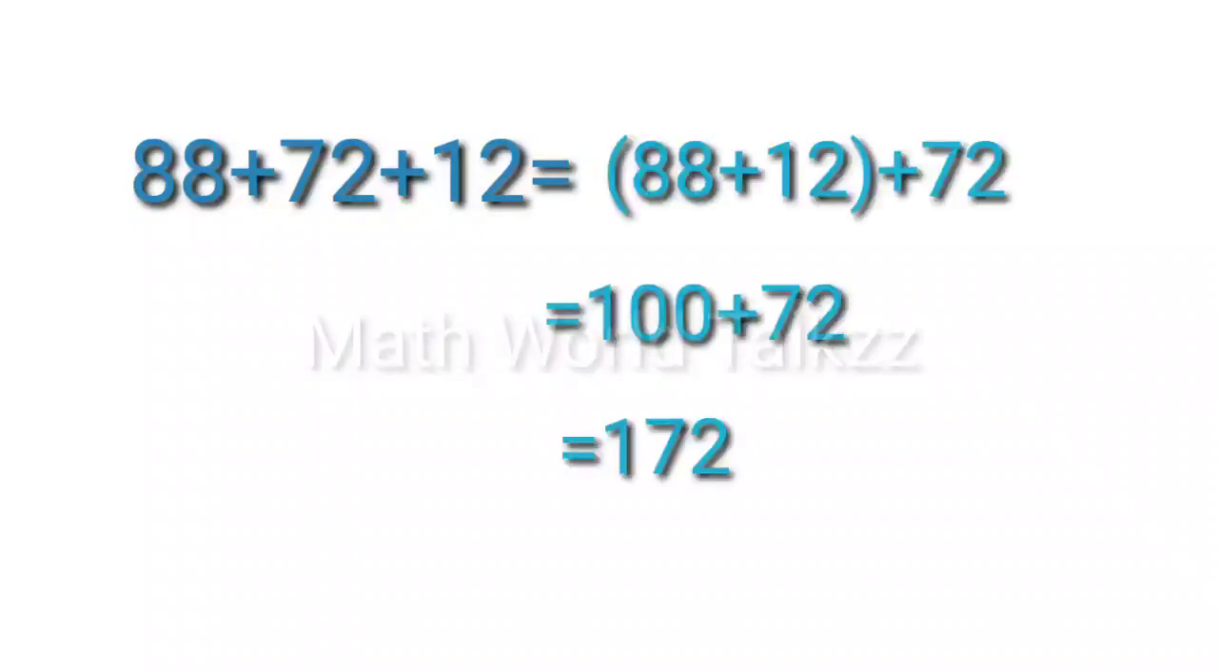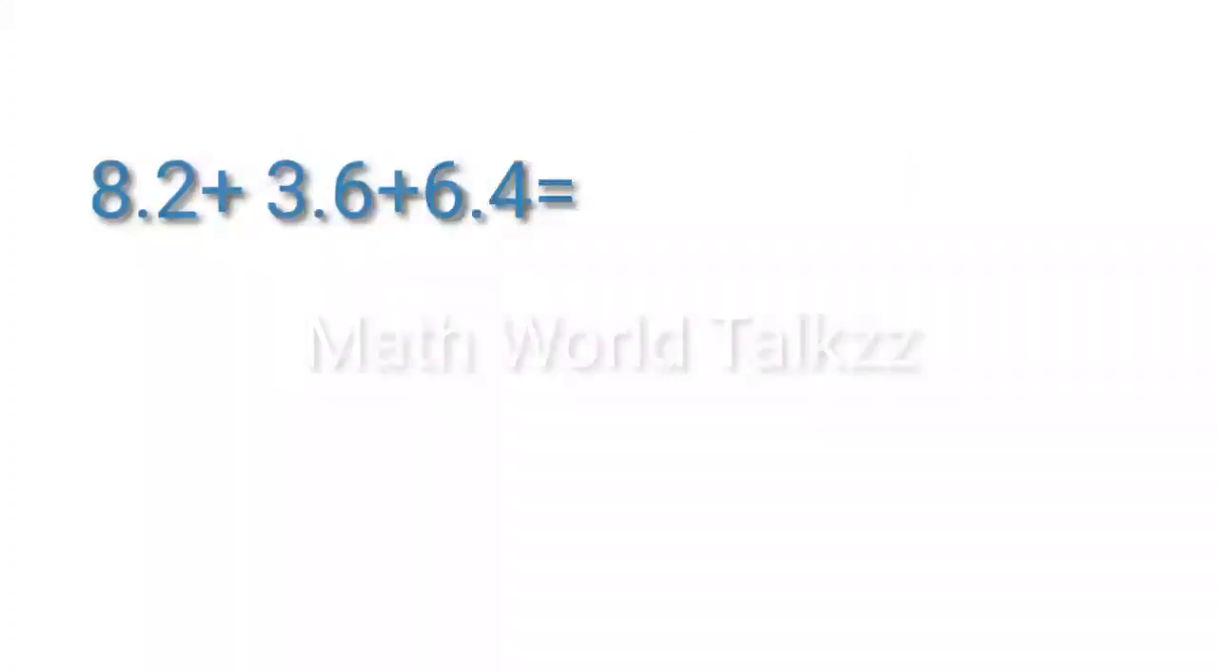So we can select those two numbers. So how can we write? Write 88 plus 12 inside the bracket, plus 72. So it is easy to add, is it? 88 plus 12 is 100 and 100 plus 72 is 172. Very easy to do, is it? So we can move to the next problem.